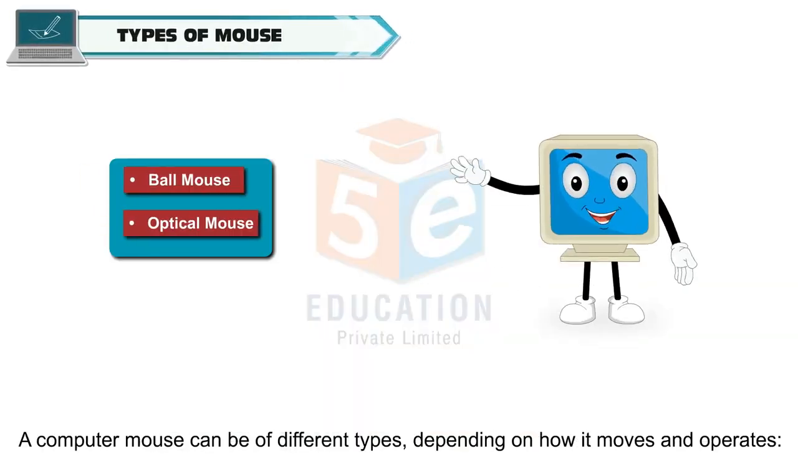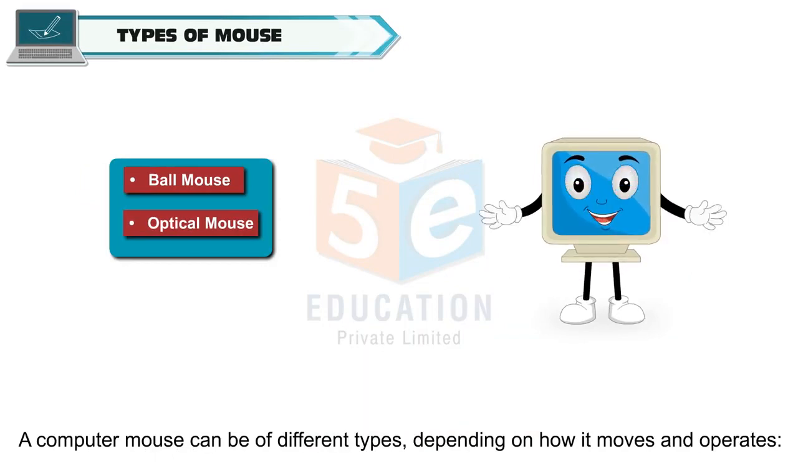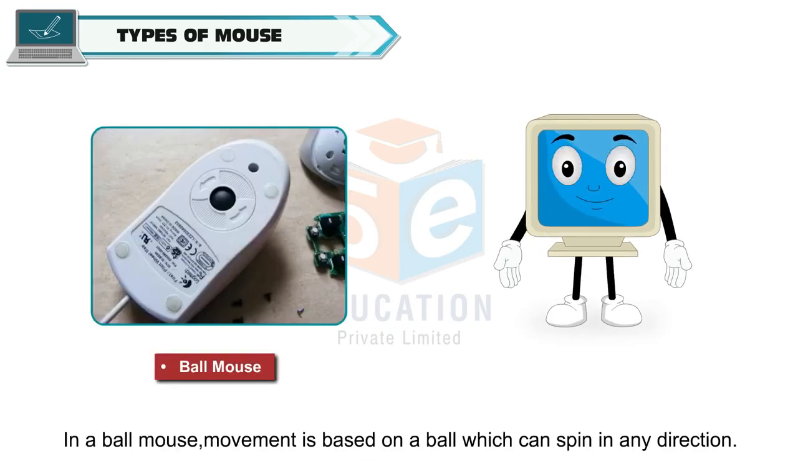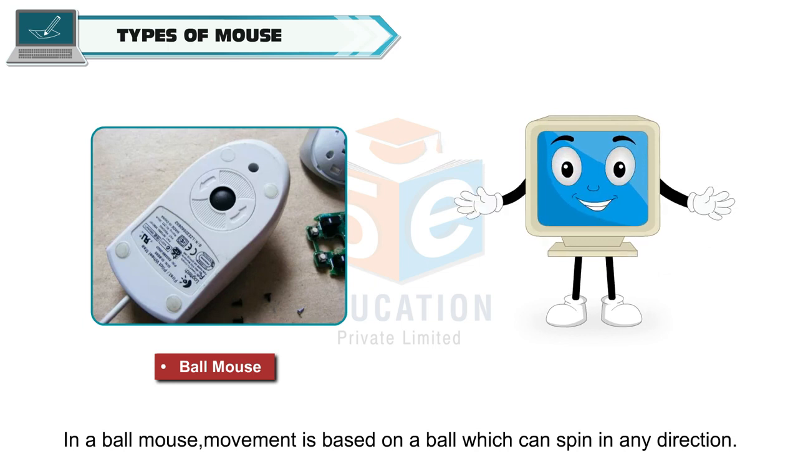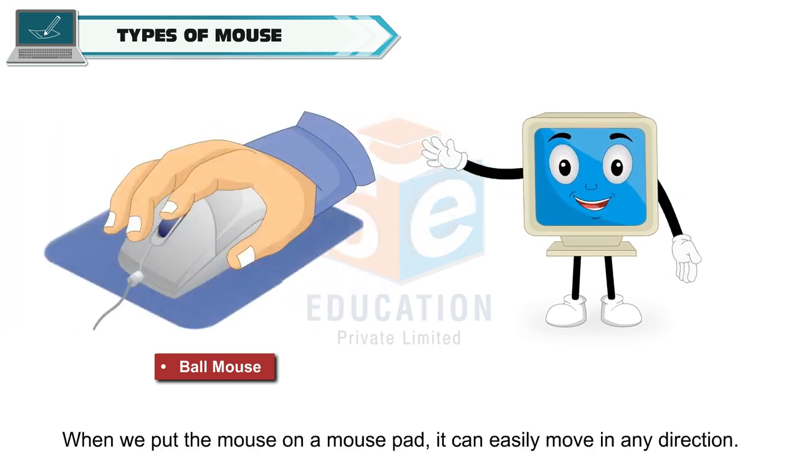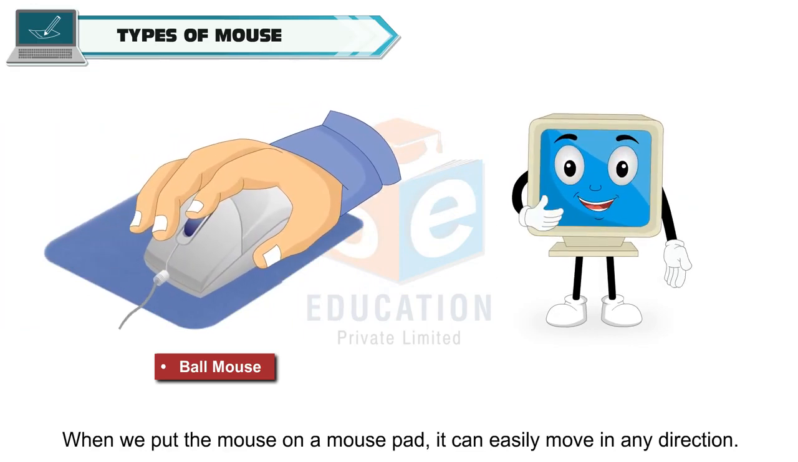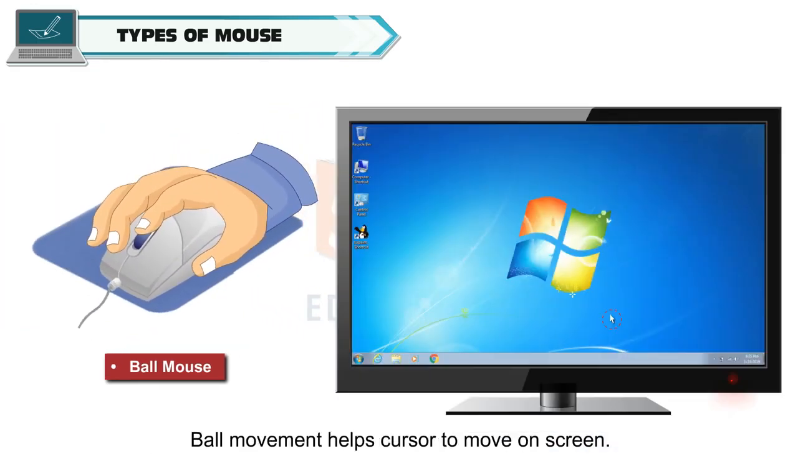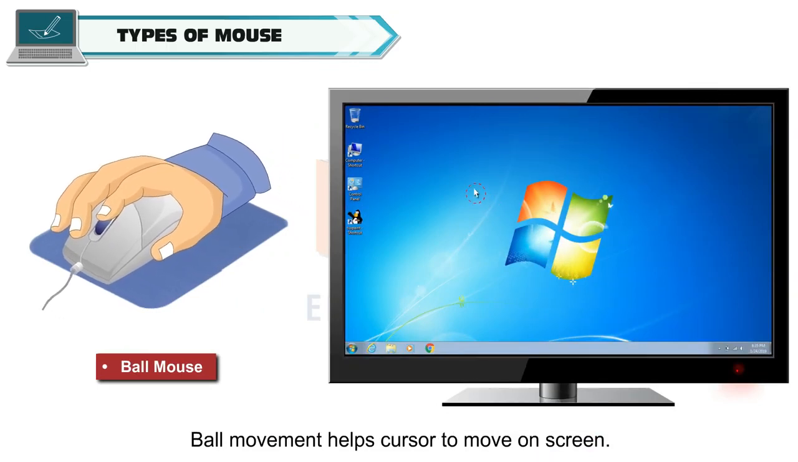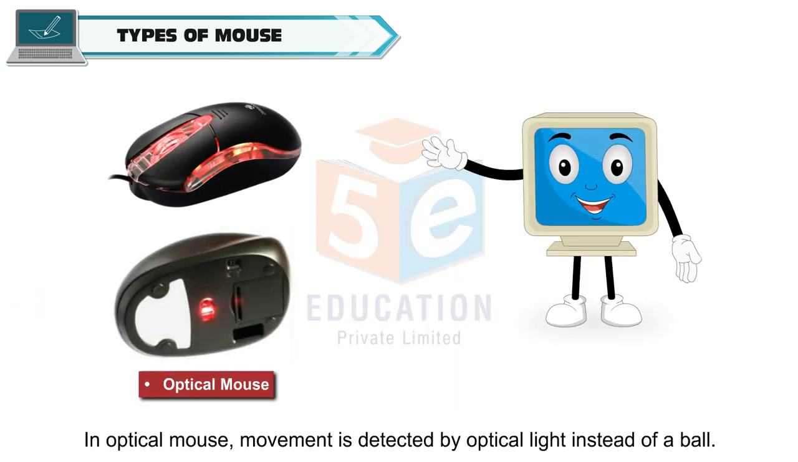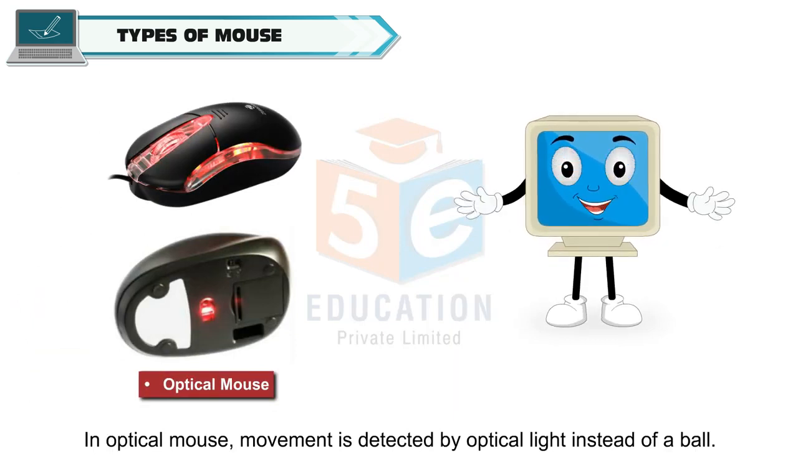A computer mouse can be of different types depending on how it moves and operates. In a ball mouse, movement is based on a ball which can spin in any direction. When we put the mouse on a mouse pad, it can easily move in any direction. Ball movement helps cursor to move on screen. In optical mouse, movement is detected by optical light instead of a ball.